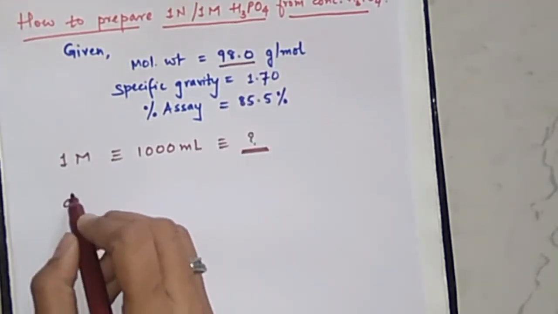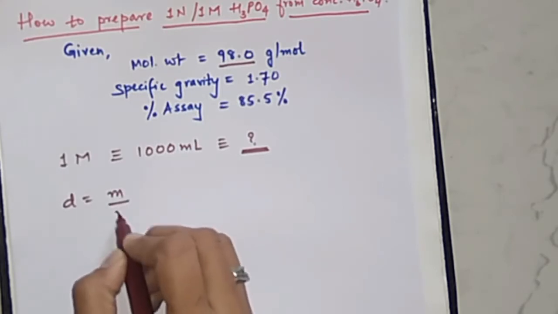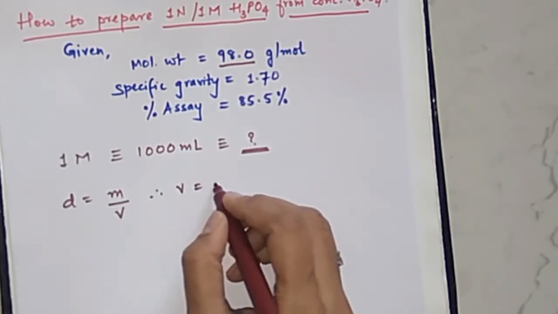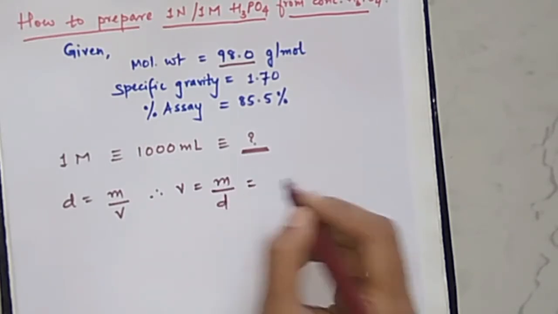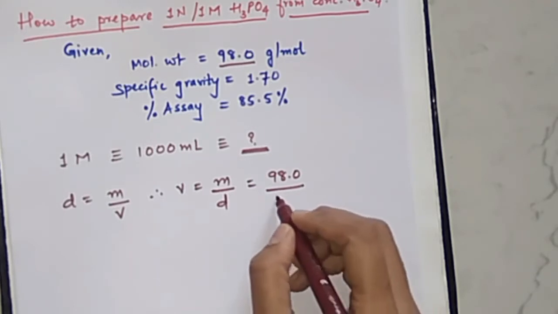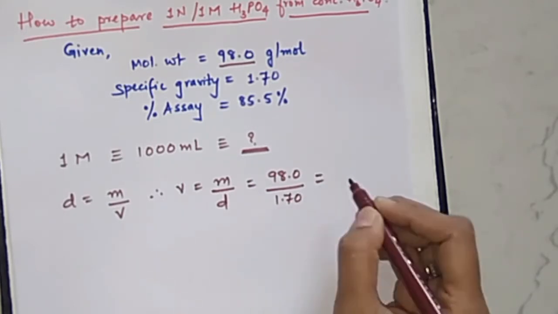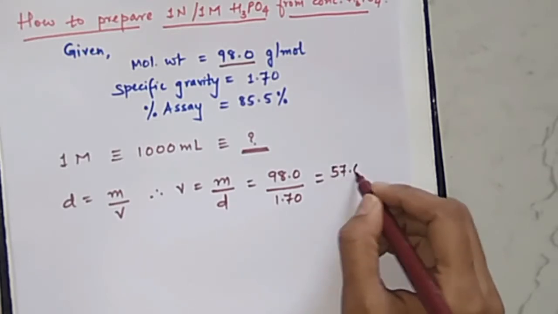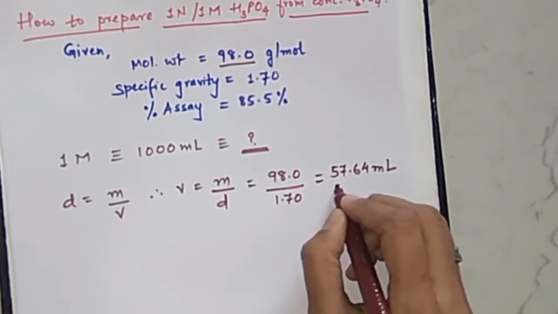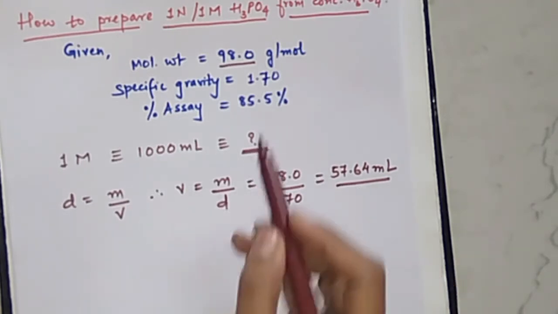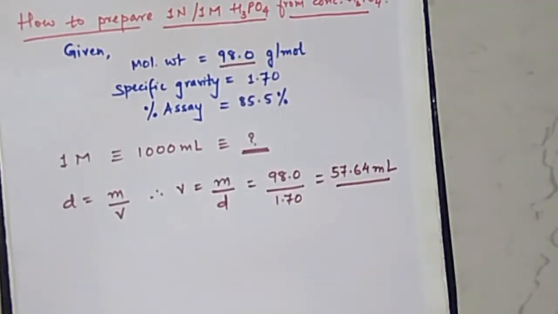By using the equation density is equal to mass upon volume, we can calculate the volume required. So volume will be equal to mass upon density. Mass is 98 grams and the density is 1.70. That is equal to 57.64 ml. So the volume equivalent to 98 grams is 57.64 ml.